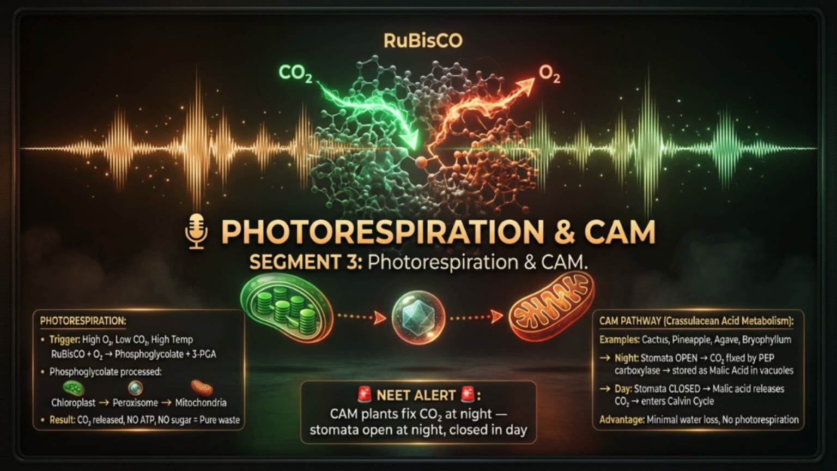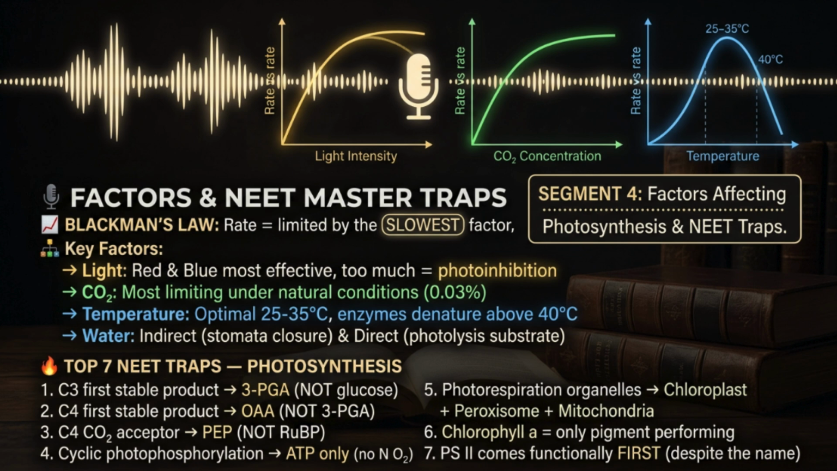C4 separates the pathways in different cells. CAM separates them in different times of day. This is a frequent NEET comparison. C4 is spatial separation, CAM is temporal separation. Let's cover the factors affecting photosynthesis and then end with the 7 most dangerous NEET traps from this chapter.